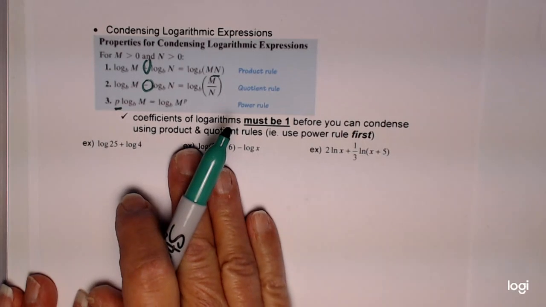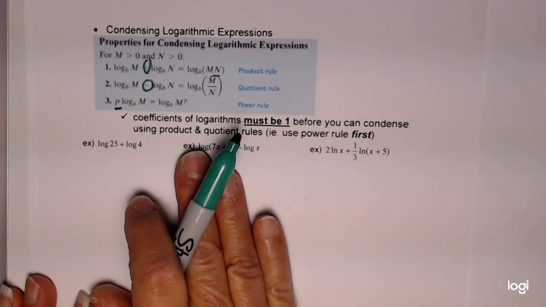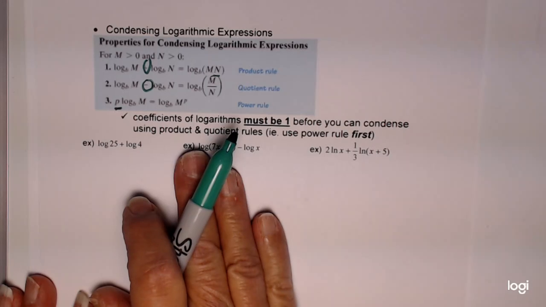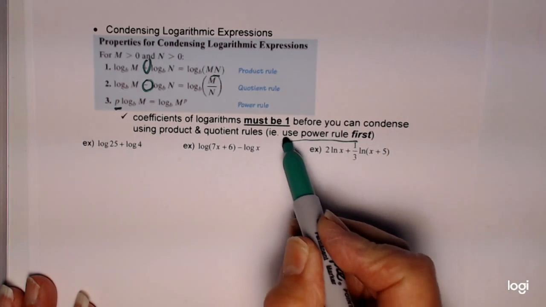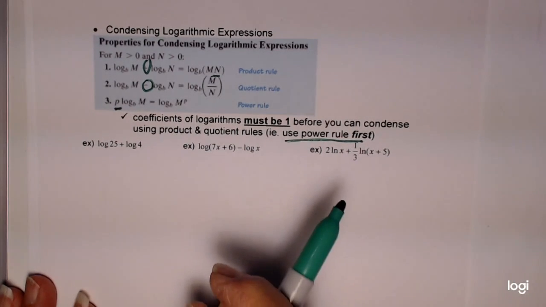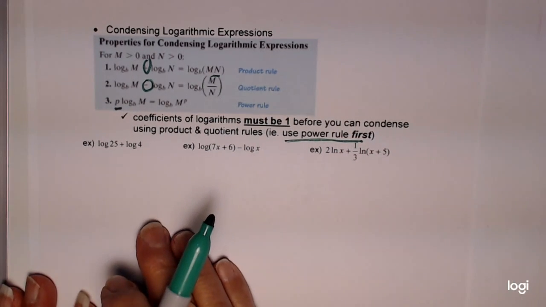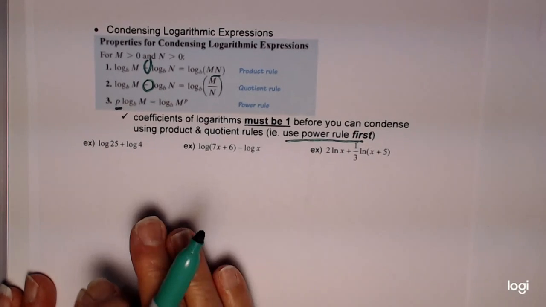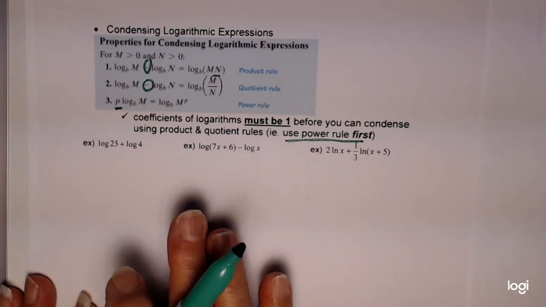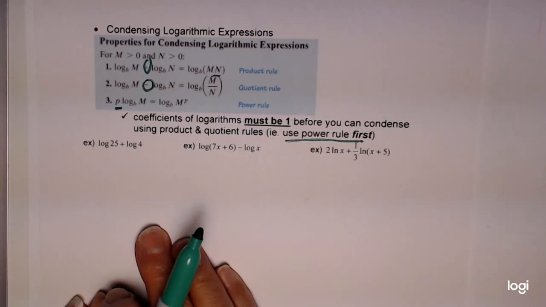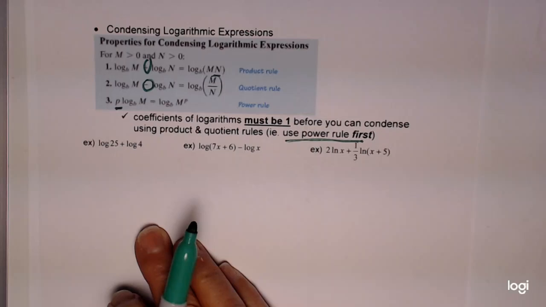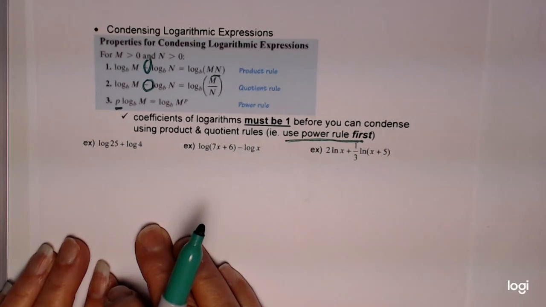Just to point out this note here: when we go in this direction of taking multiple log statements and putting them back together again, the first thing we're going to do is the power rule. So we're going to look to see, are there any exponents sitting down in front that we're going to put back in the air? We take care of that first, and then we continue to condense using the product and quotient rules. That's going to look like product, addition, and quotient, like subtraction.